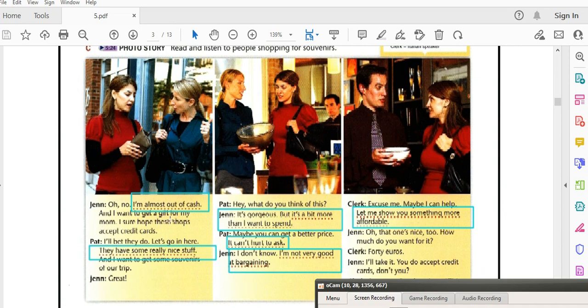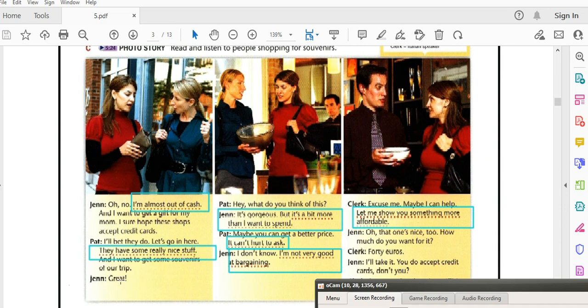Oh no, I'm almost out of cash. Almost out of cash, it means I don't have much money. And I want to get a gift for my mom. I sure hope these shops accept credit cards. I'll bet they do. Let's go in here. They have some really nice stuff. Stuff means things to buy. It means they have good things and you can buy nice things.